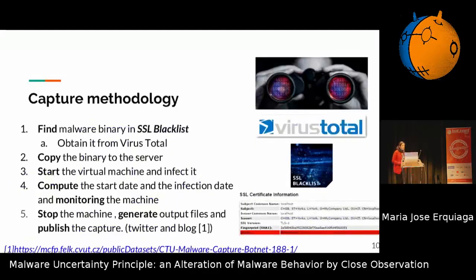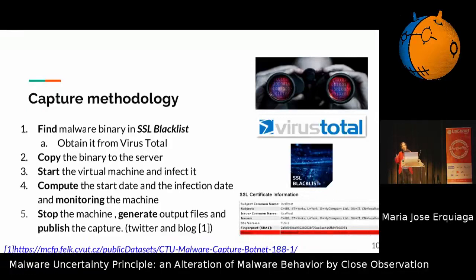The methodology we are following has these five steps. First, we have to find the malware. That was the hardest part. We used SSL Blacklist a lot, which is a website where all the malware that is using encrypted channels is reported. Once we find the MD5, we look for it on VirusTotal, and we download it. Then we copy all the binaries into our server, in the database.